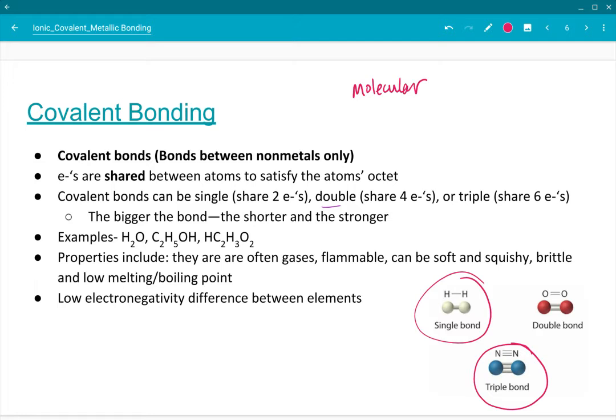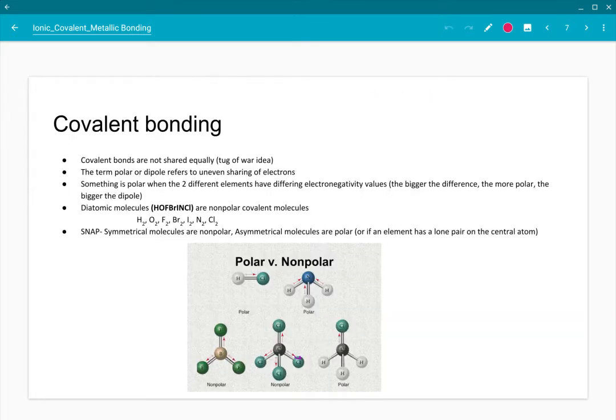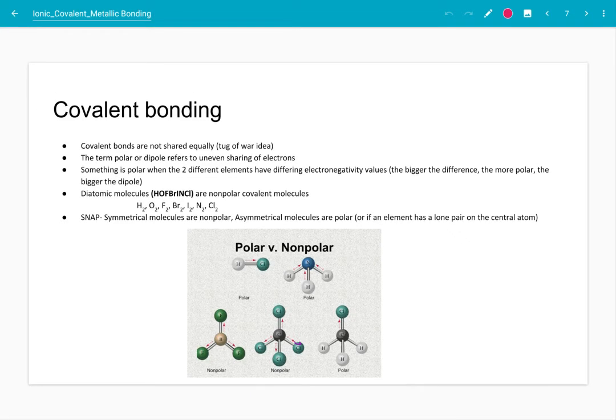Properties include that they're often gases, flammable, they can be soft and squishy, brittle, they can have low melting and boiling points. And then they would have low electronegativity difference between elements, because if you're looking at an element over here and one over here, they're very close together in that electronegativity world. So covalently bonded things don't necessarily share electrons equally. There's kind of a tug of war that happens, and it's because of that electronegativity difference.